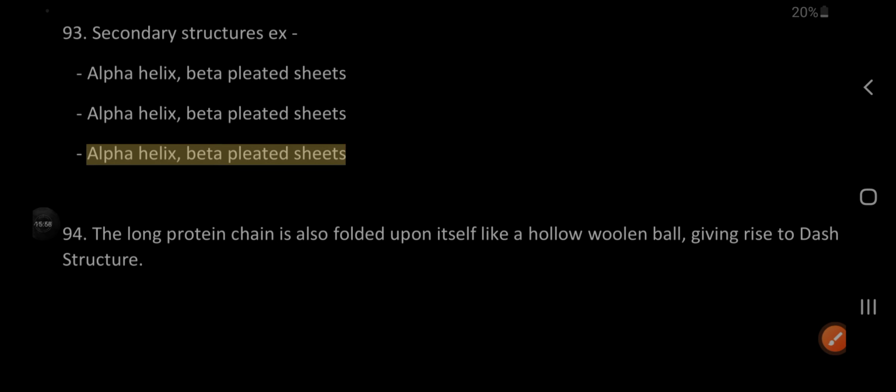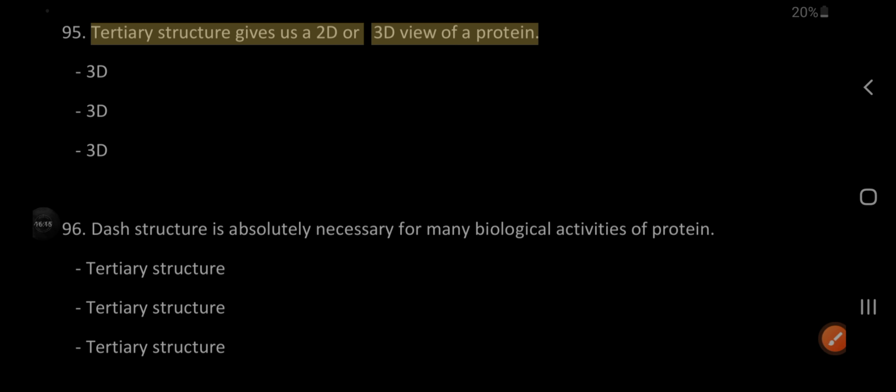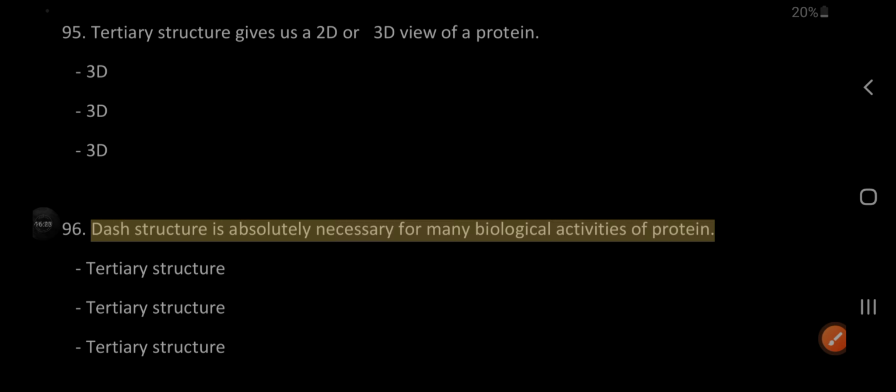The long protein chain is also folded upon itself like a hollow woolen ball, giving rise to dash structure. Tertiary structure. 95. Tertiary structure gives us a 2D or 3D view of a protein. 3D. 96. Dash structure is absolutely necessary for many biological activities of protein. Tertiary structure.